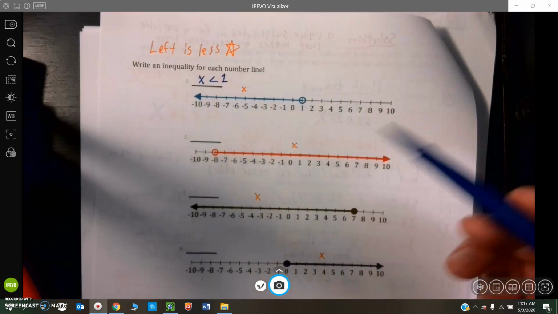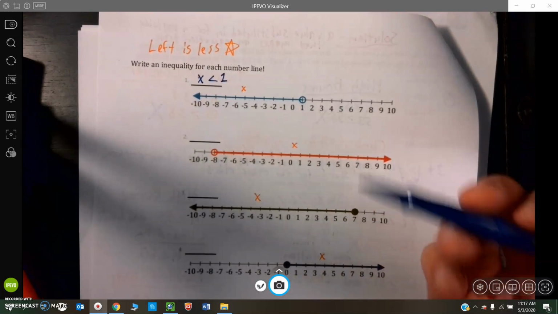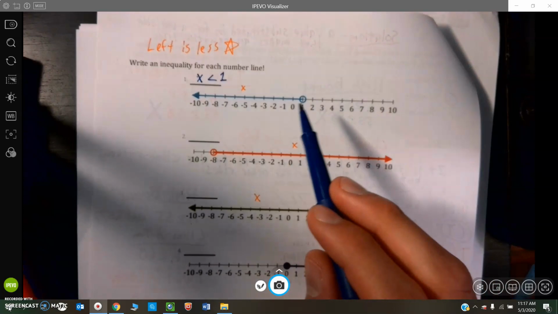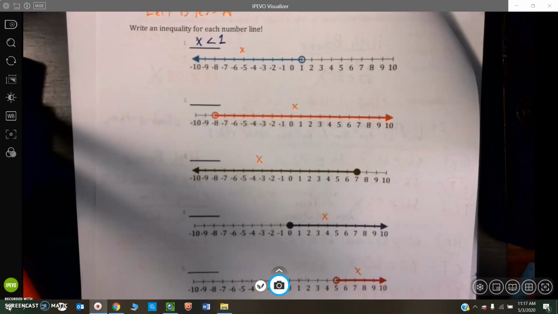X can be 0.99999, so extremely close to 1, but cannot be 1. It can only be or equal to if that dot is colored in. So go ahead and complete this page, and then you can resume the video to check your work.